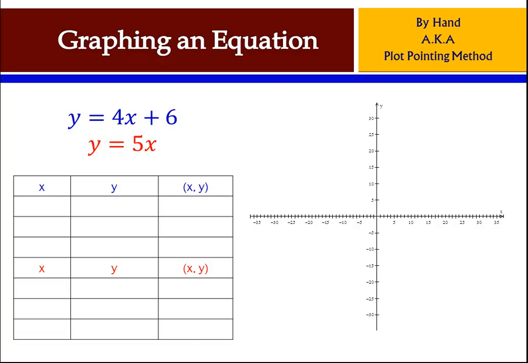So here we have a slightly different situation where we're given two equations, and we're going to also plot points and graph them on this coordinate plane. We're going to graph them on the same coordinate plane. A few values for x. And again, complete by substituting the value you have and then writing your ordered pair after you've done your arithmetic.